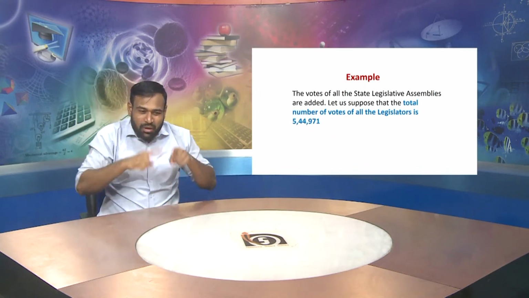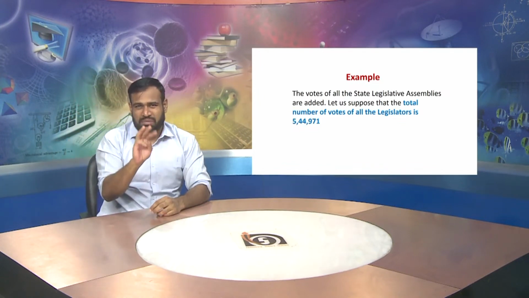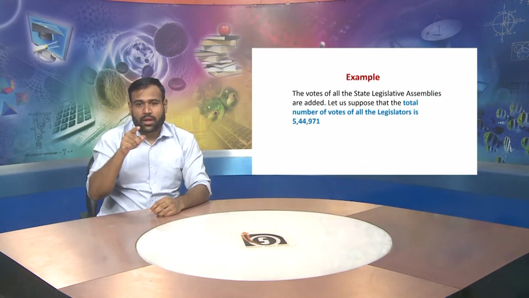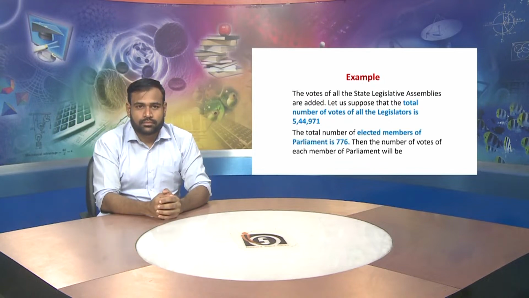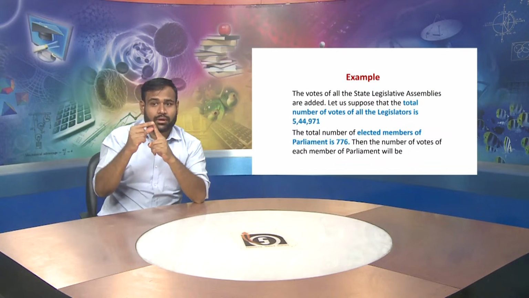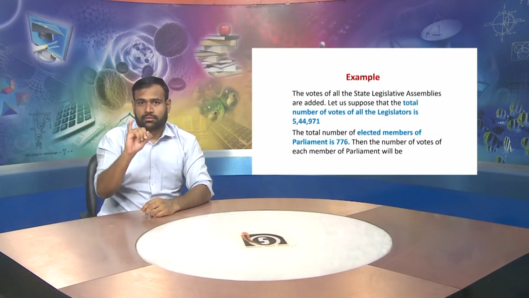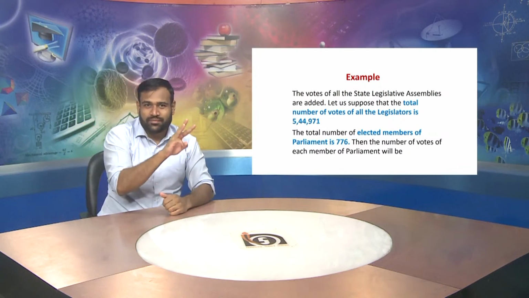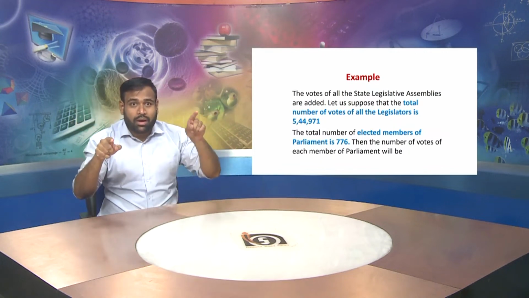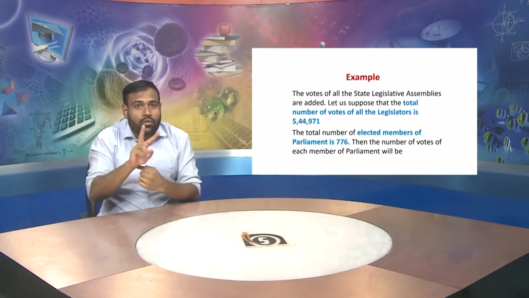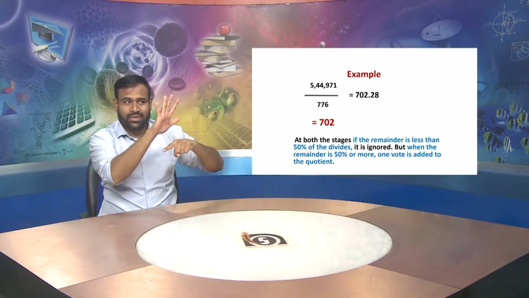The votes of all the state legislative assemblies are first added. For example, let us suppose the total number of votes of all the legislatures is approximately 5,44,971. Then the total number of elected members of parliament is 776. So the number of votes of each member of parliament would be 5,44,971 divided by 776. You can easily see and understand this.